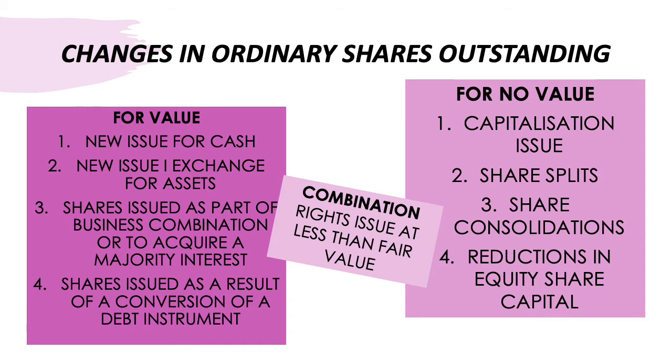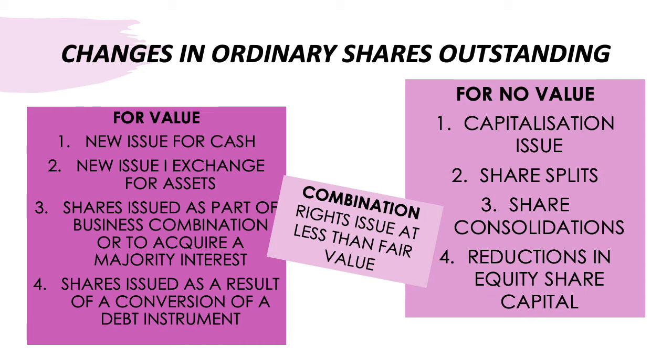The first category is for value. This basically means that in return for issuing shares, we as the entity receive something in return, something of value. The first way that we can receive something for value is that we can issue shares for cash. We issue shares, we receive cash. We can then issue shares in exchange for assets other than cash. For example, we can issue shares and receive a piece of equipment in return.